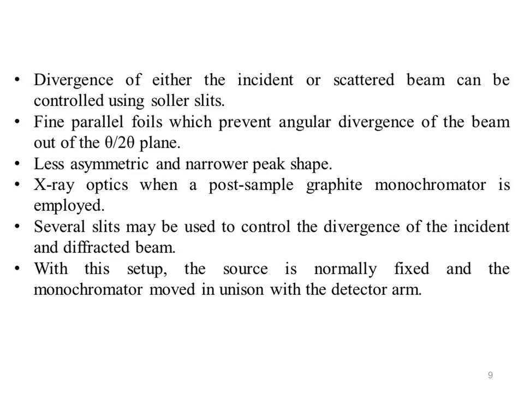The next diagram shows the X-ray optics when a post-sample graphite monochromator is employed. The X-ray filter is no longer used. Again, several slits may be used to control the divergence of the incident and diffracted beam. In addition, a beam catcher may be employed within the monochromator housing to prevent non-monochromated X-rays from reaching the detector. With this setup, the source is normally fixed and the monochromator moved in unison with the detector arm.